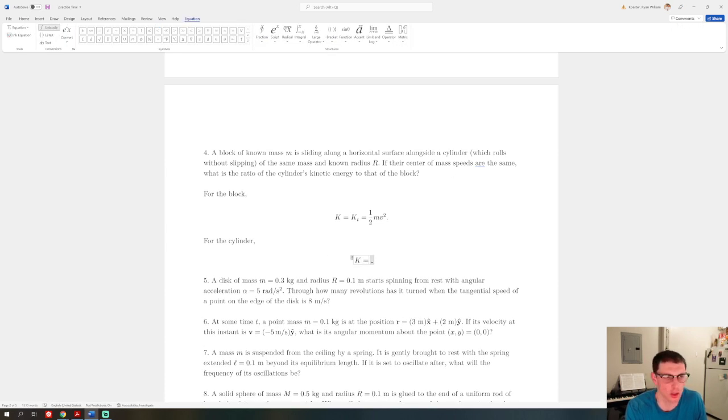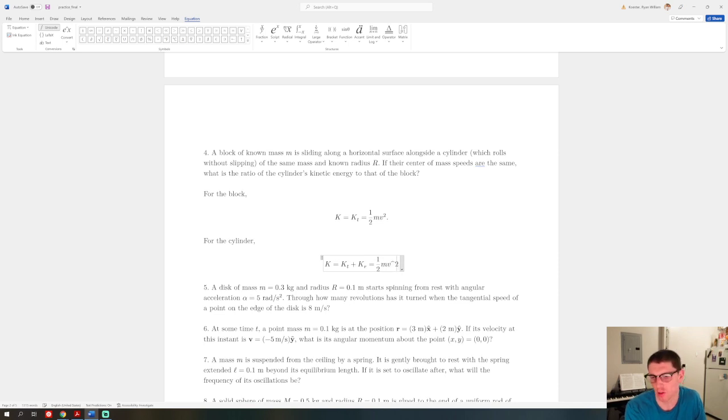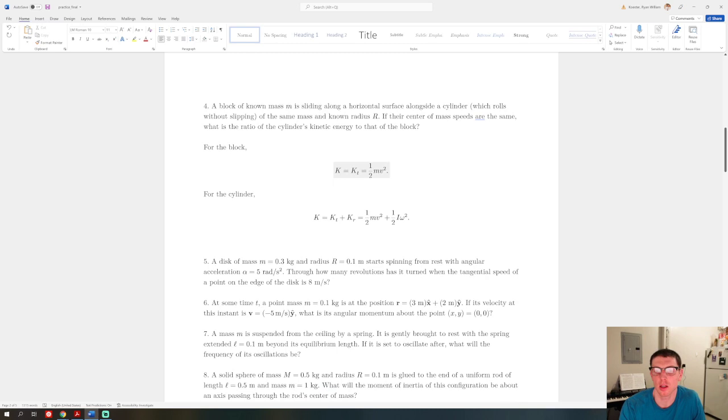Remember, the total kinetic energy is just going to be the translational kinetic energy plus the rotational kinetic energy. So the block and the cylinder have the same mass, right? So this 1/2 mv squared term will be there for the cylinder because its center of mass is translating, and then it's going to have rotational kinetic energy too, right? Because it's rolling. So 1/2 I omega squared. We use the no slip condition.